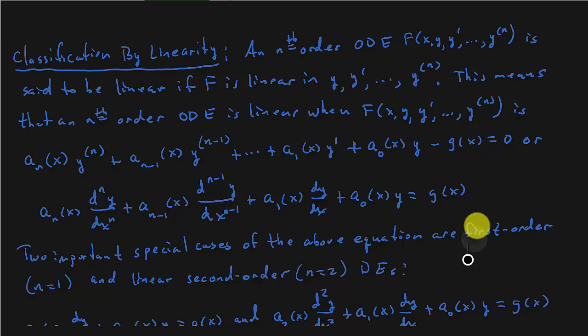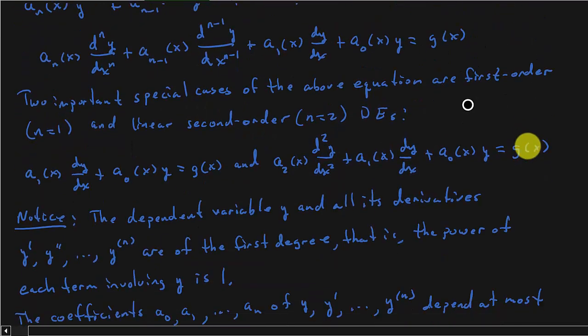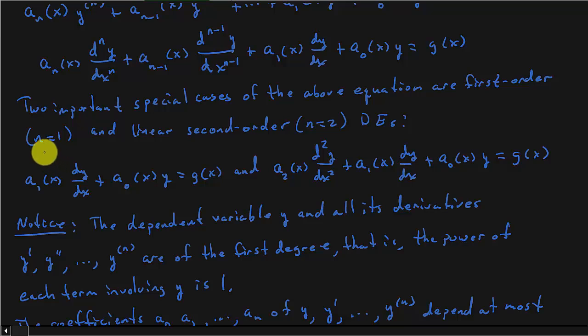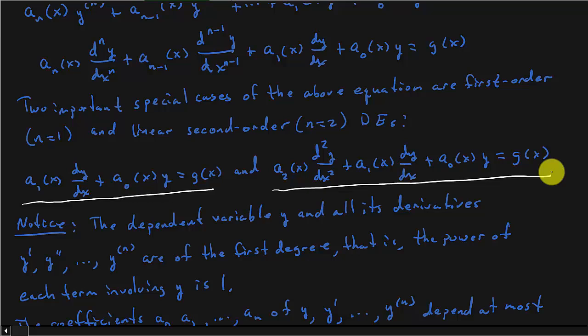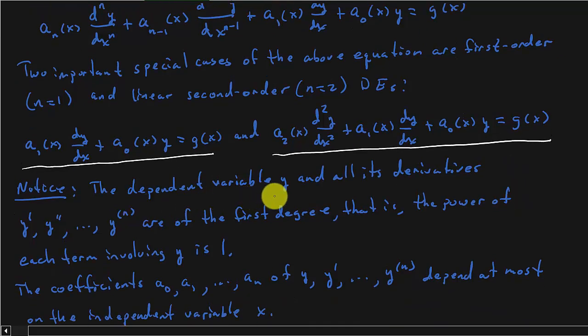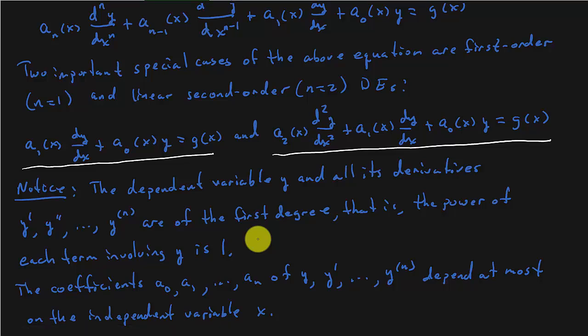Two important special cases of the above equation are first order (n = 1) and linear second order (n = 2) differential equations. Here's an example of a first order, and here's an example of a second order. Notice the dependent variable y and all its derivatives, y prime all the way to the nth derivative of y, are of the first degree. That is, the power of each term involving y is 1.